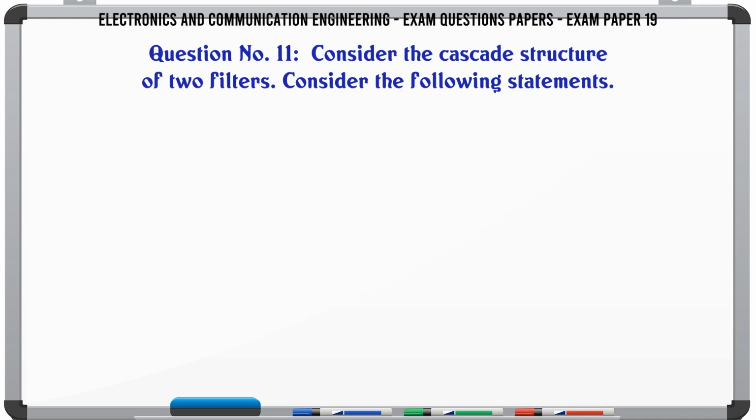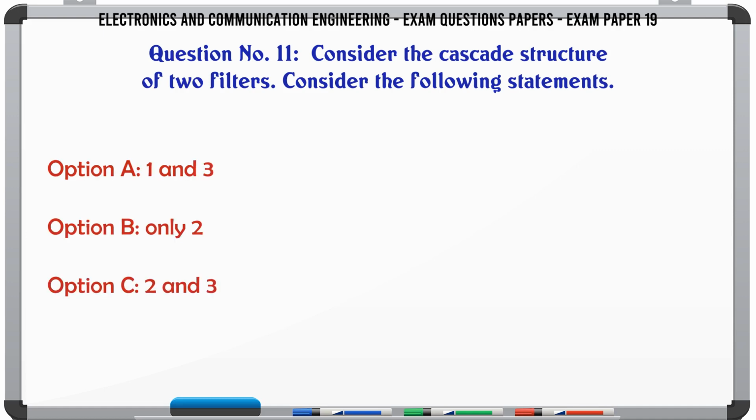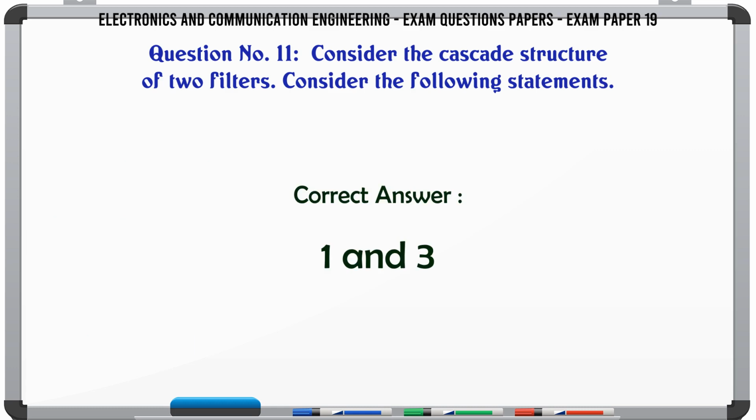Consider the cascade structure of two filters. Consider the following statements. A. 1 and 3. B. Only 2. C. 2 and 3. D. Only 3. The correct answer is 1 and 3.